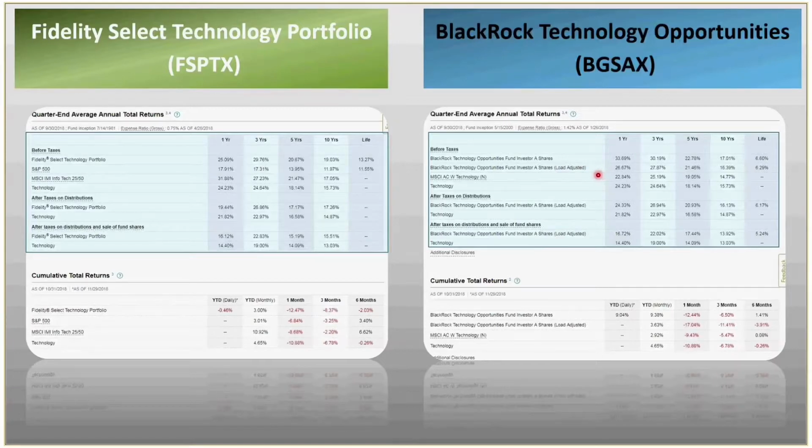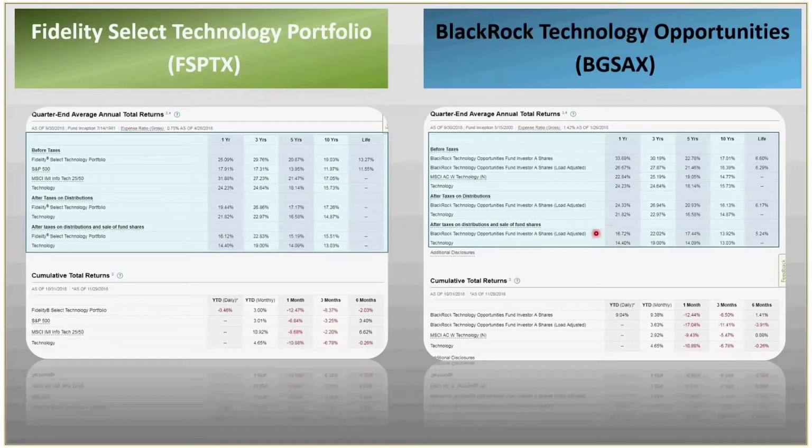So you'll notice that this one has the load adjusted return here. So you can see what the return is after the load adjustment, which again is that fee that you pay in the very beginning for purchasing the mutual fund. And then we have these two benchmarks for technology. And so when we get down here, you'll notice that the returns, originally we have 33.69%, and over here you have 25% return. And then by the time you get done with taxes and all the additional fees, you can see your returns down here. They're actually fairly similar.